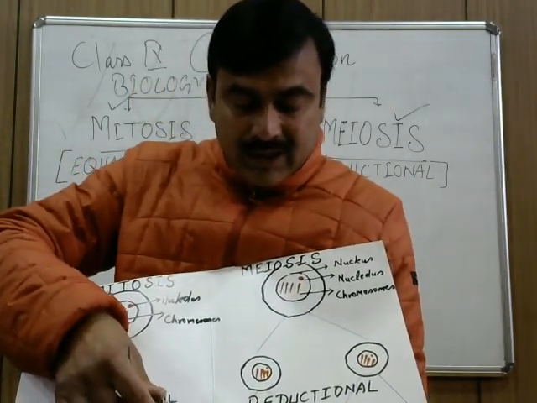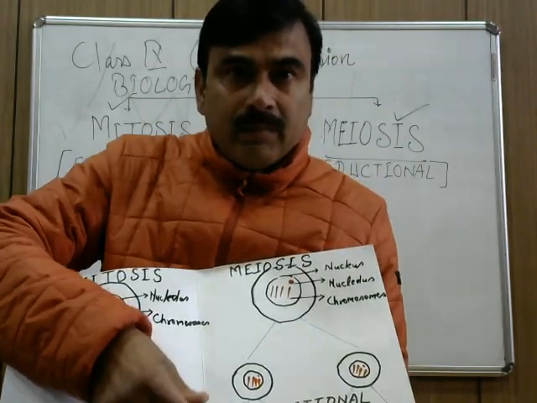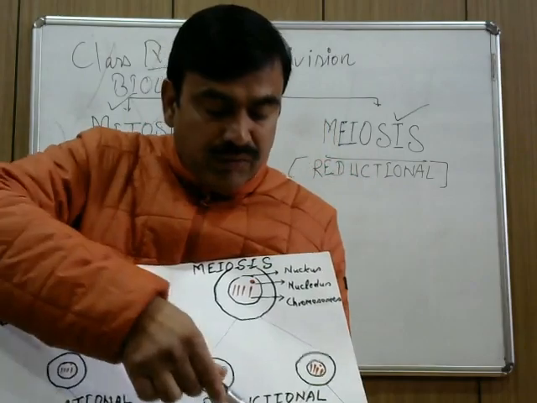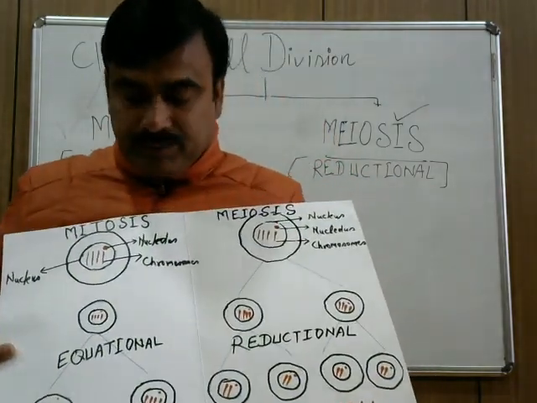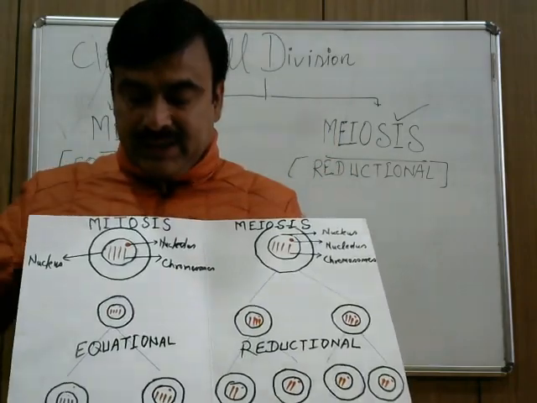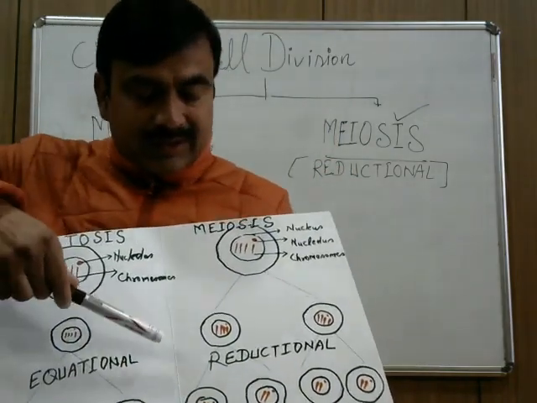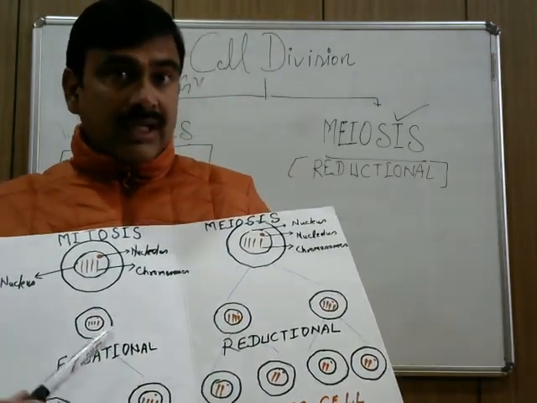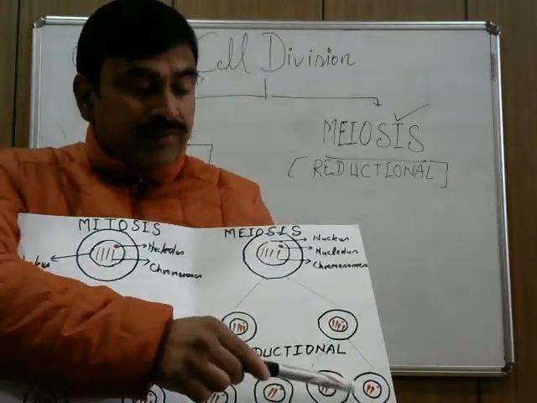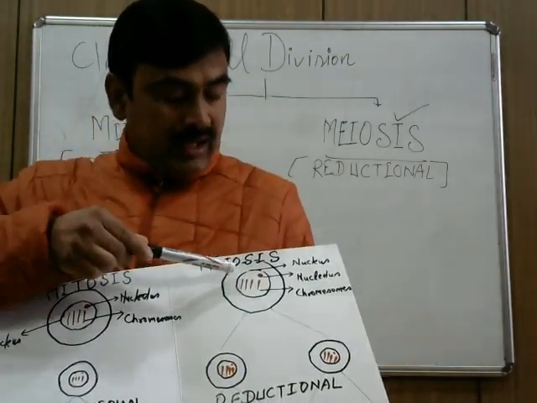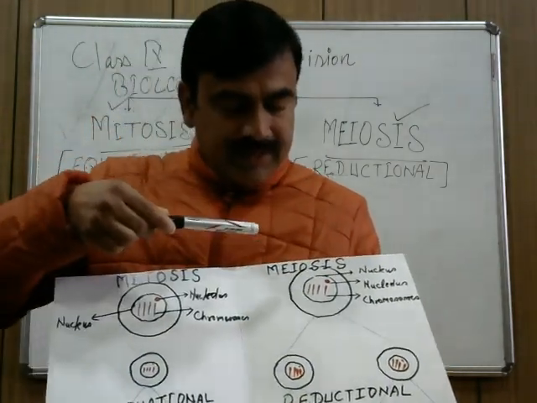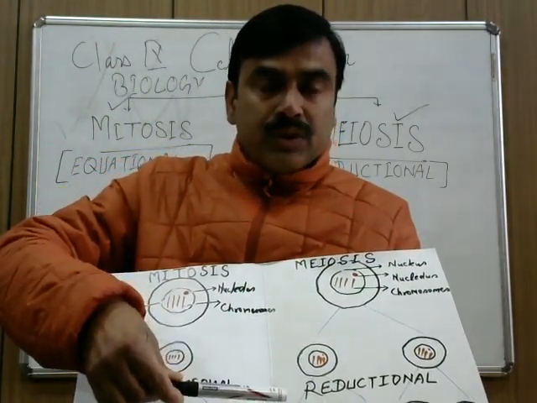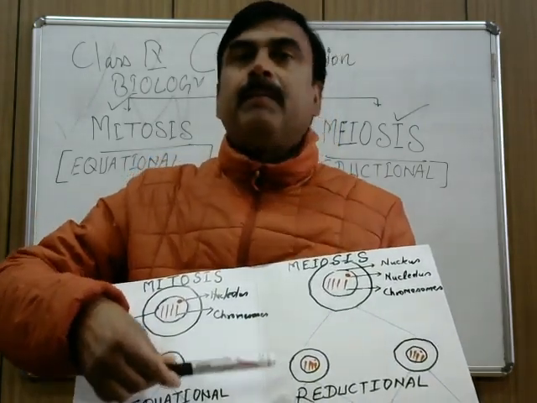Look at this. Daughter cell number 1, number 2, number 3, number 4. So the number of daughter cells is 4. For your convenience, I have taken this comparative chart for you. Look at this. How many daughter cells are there? The daughter cells are 4 in number, and in the parent cell there are 4 chromosomes, but in the daughter cell the number of chromosomes is reduced to half.